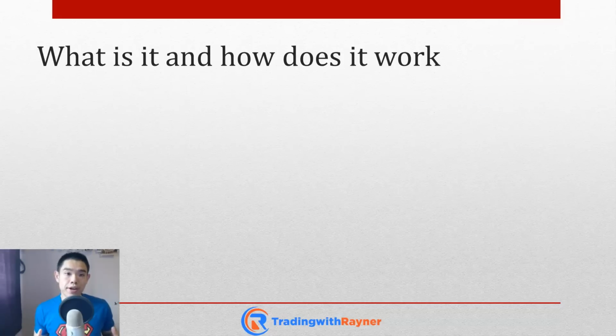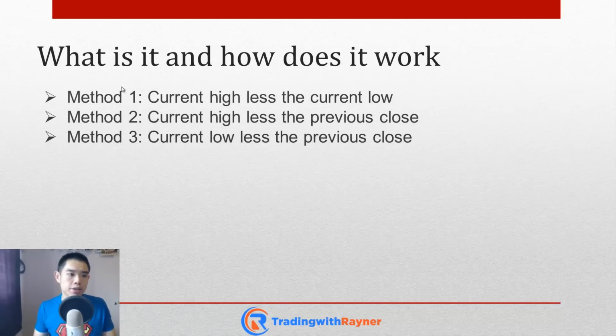So now you're wondering, how does the ATR indicator work? What is it? So the ATR indicator is a volatility-based indicator. It measures volatility in the market. And how it works is it's calculated using one of three methods. I'll explain why there are three later on. But first, the three methods are this.